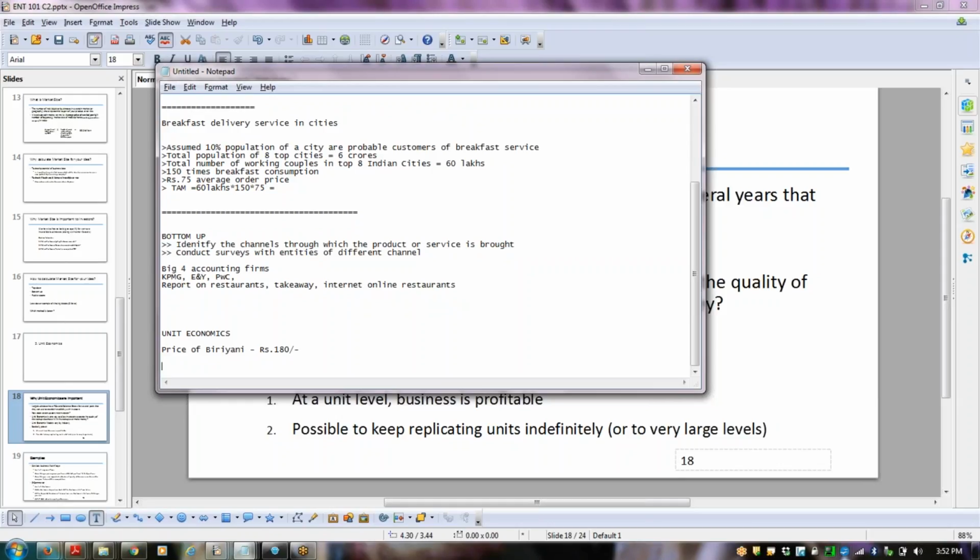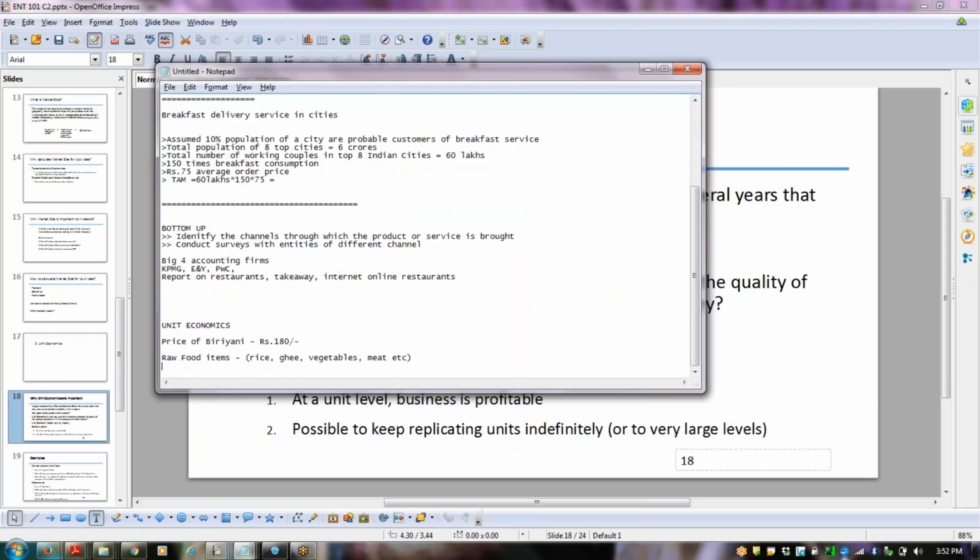Now, to make biryani, what are the things you need? You need raw food items: rice, ghee, vegetables, meat, etc. That is all the raw food items. And then, what are the other expenses that you incur? You will incur salary expense of your chef, cook, helpers. Say if you are doing home delivery or biryani on call, then you have some call center guys, call center execs.